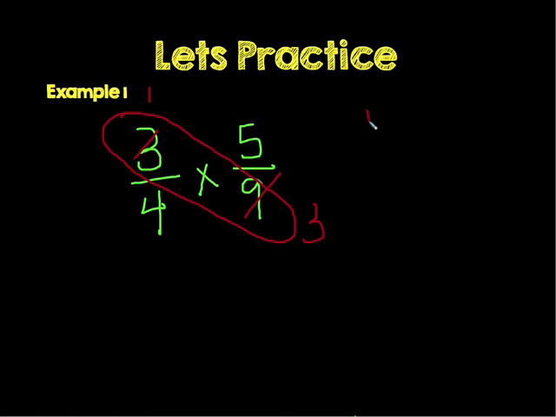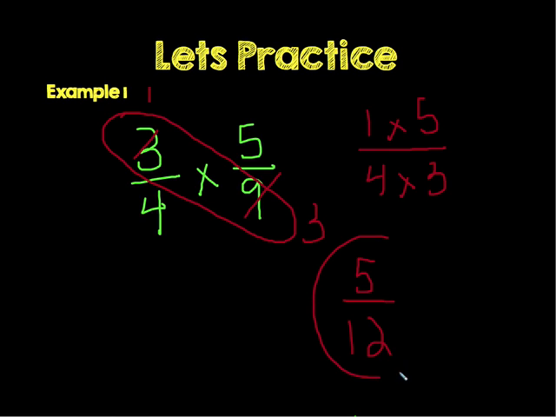Now I simply go 1 times 5 on the top, and 4 times 3 on the bottom. 1 times 5 is 5. 4 times 3 is 12. And looking at that, I know that's in lowest terms. There's my final answer. Make sure you copy everything down that I did.